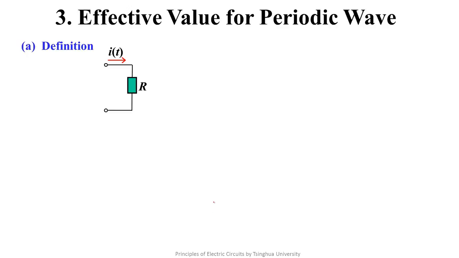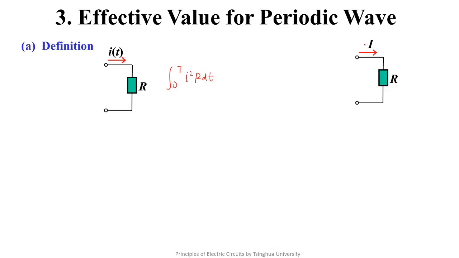We should calculate the energy delivered by it to the resistor in one period. The energy can be expressed as the time integral of the square of i times R from 0 to T. Once a waveform of i is given, we can calculate the energy. This analysis is a little complicated. We might as well use an equivalent dc to express the energy delivered by the periodic wave.